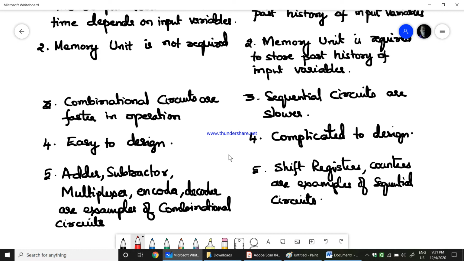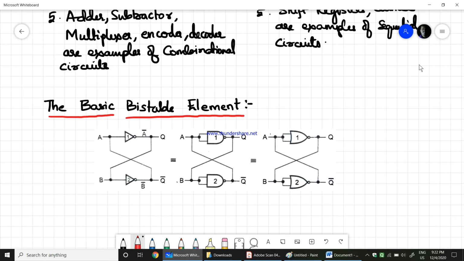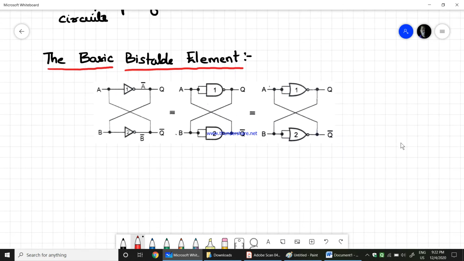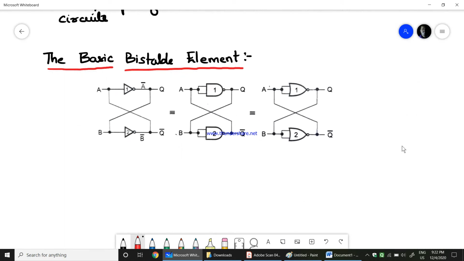What is the meaning of latch? And what is the basic bistable element required to design this latch? This is the first thing we learn. Once we learn the details of the bistable element, we will see how to design and work with flip-flops based on that discussion. Now this is the block diagram of a basic bistable element.